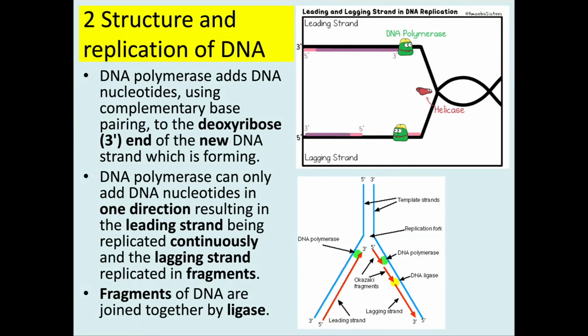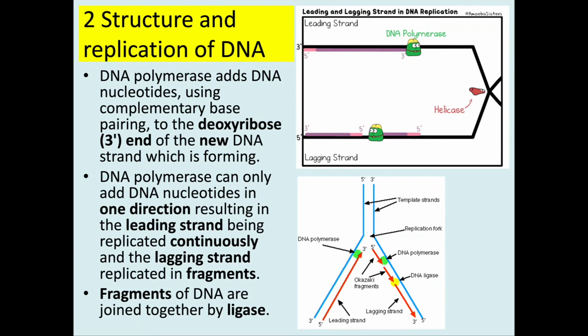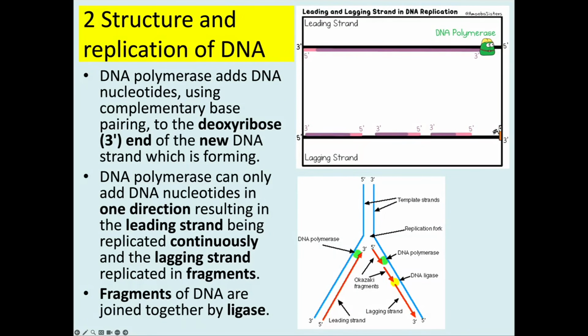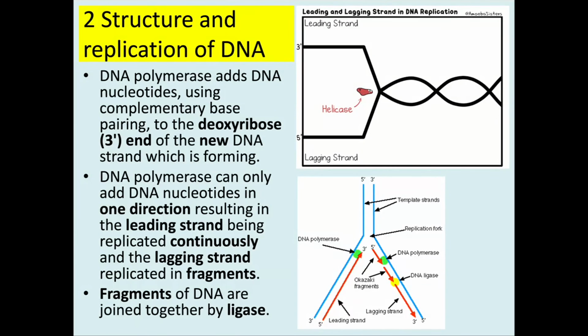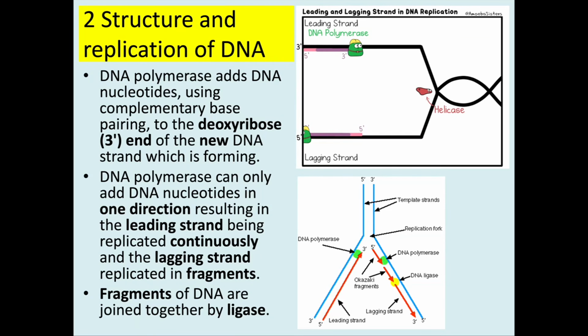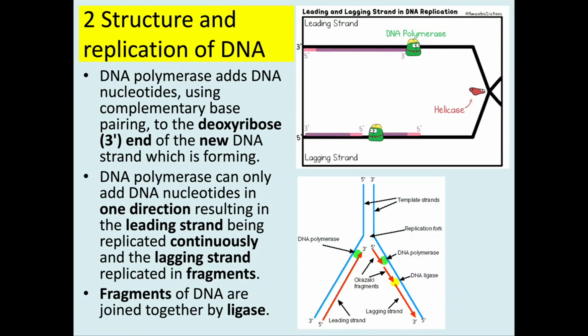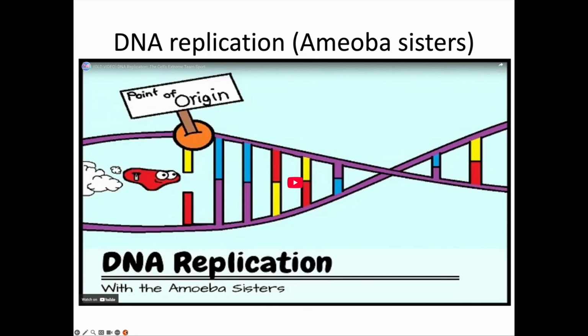Now, I did say that although this is a bit of a problem because we've got all these little sections of DNA rather than one continuous strand, the way that our cells overcome that is they use an enzyme known as ligase. Okay, and ligase will join together those fragments to form one continuous strand. Okay, so it goes between the little fragments and joins them together. Okay, and we can see that in both our diagrams here on the screen. All right, so one strand is replicated in a continuous manner in one direction, and the other strand is replicated in fragments. Fab. And again, the Amoeba Sisters have got a DNA replication video for you to watch as well.